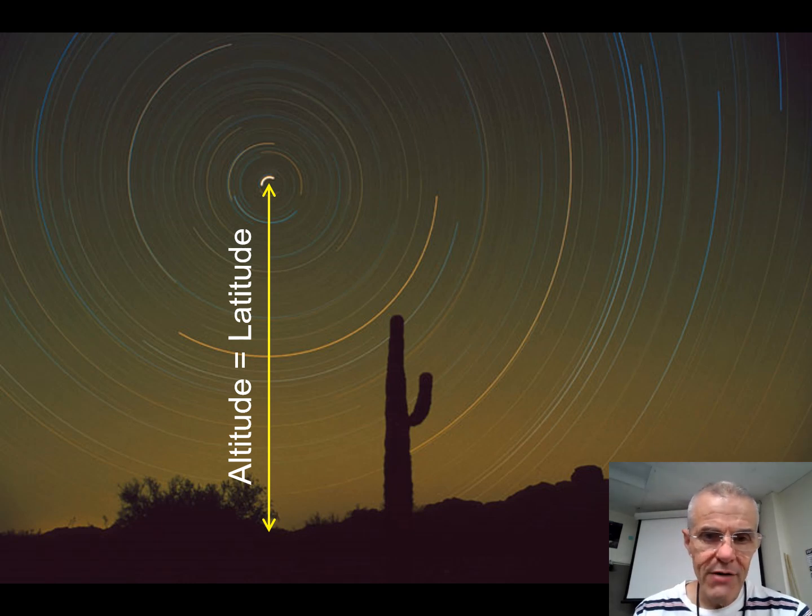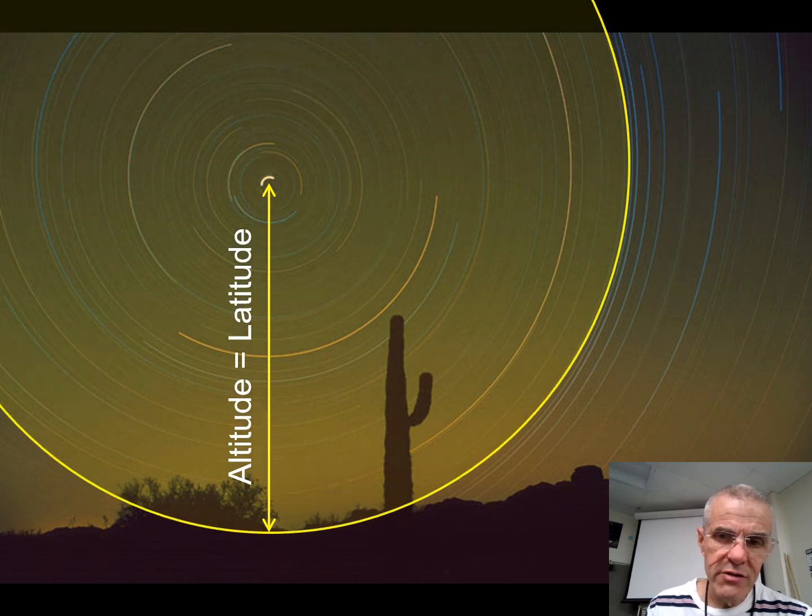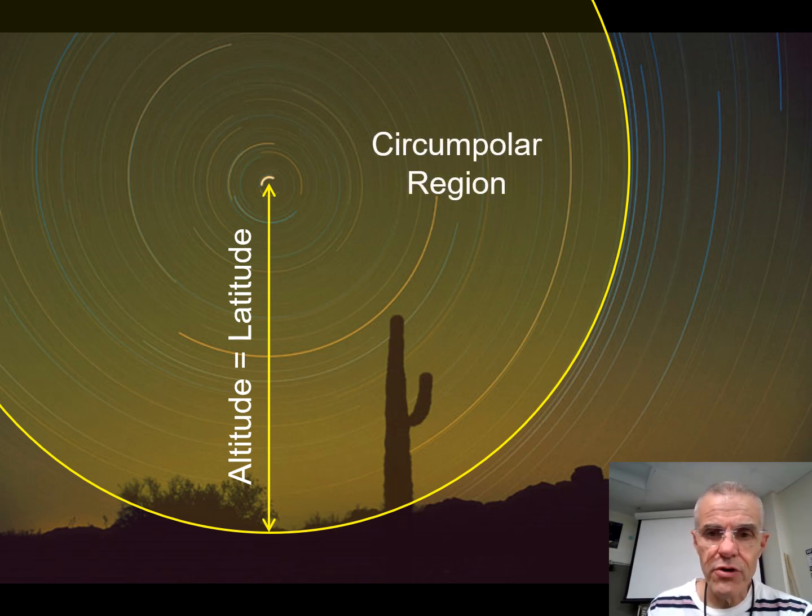Maybe this photograph was made somewhere in the southwest in the United States at a relatively low latitude. This looks kind of low in the sky to me. If you were at a low latitude, like 30 degrees, Polaris and the celestial North Pole would be 30 degrees above your horizon. Stars within this shaded region that I've added here would never go below your horizon. They would become invisible during the day, but they would never set. This is called your circumpolar region, the part of the sky near the celestial North Pole that never sets.